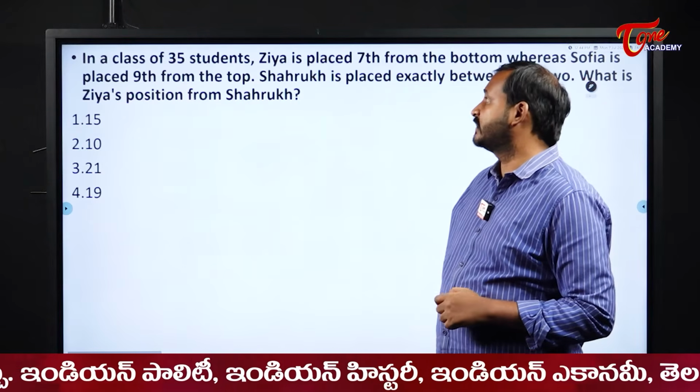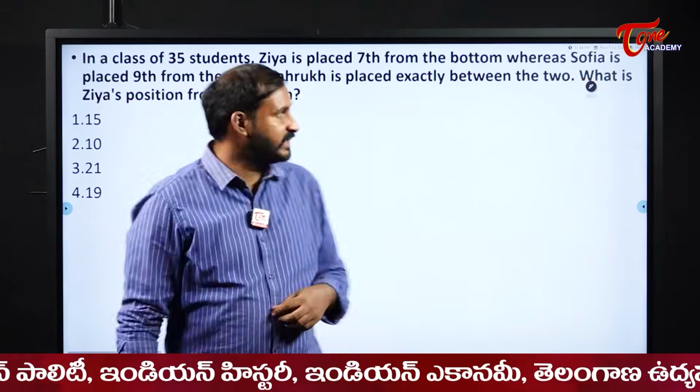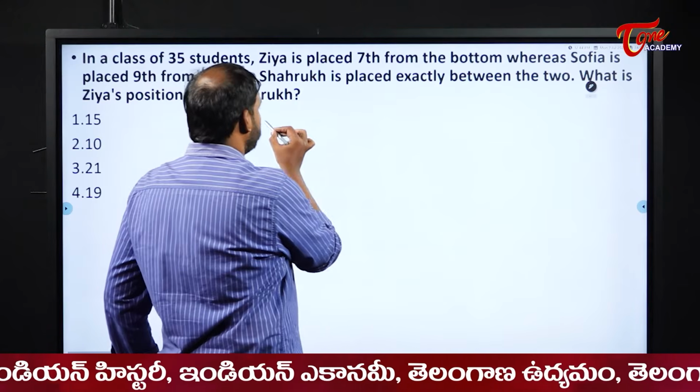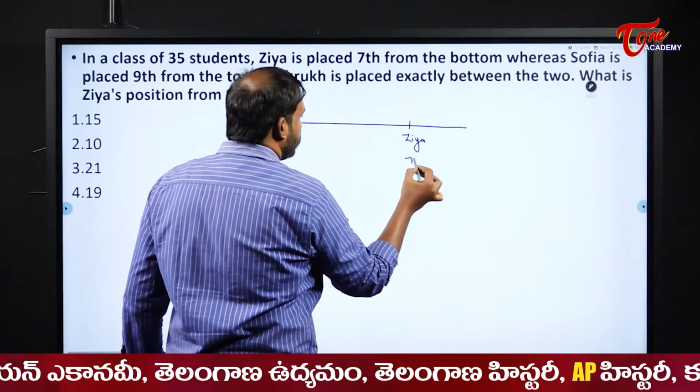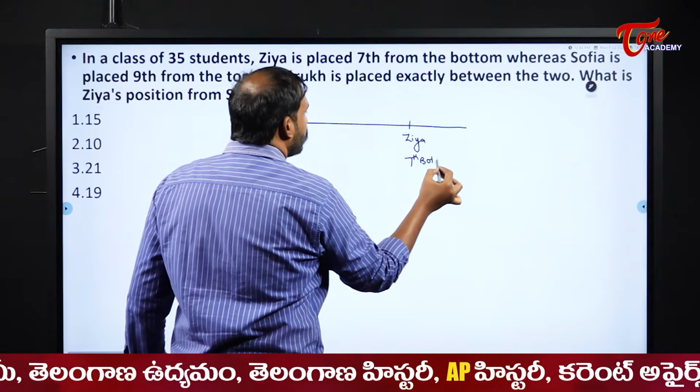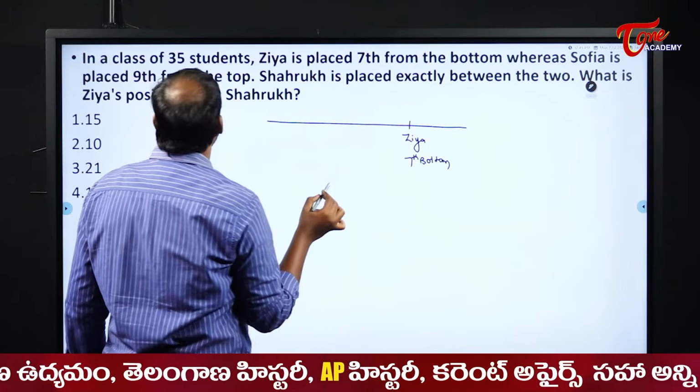In a class of 35 students, okay, Zia is placed 7th from the bottom, okay. Zia 7th from bottom, okay. Sophia is placed 9th from the top.